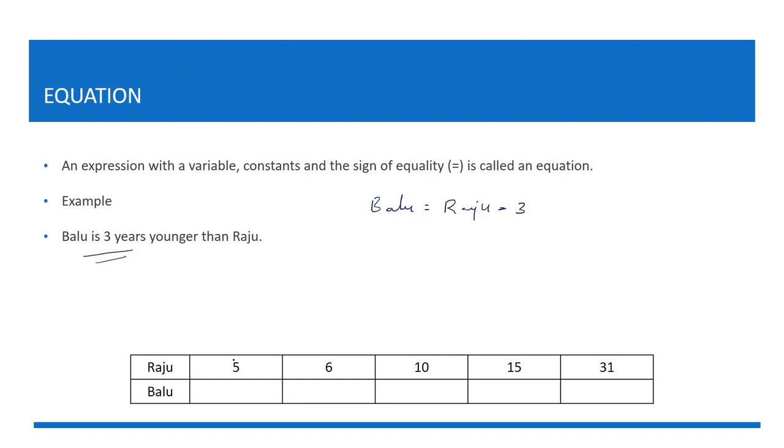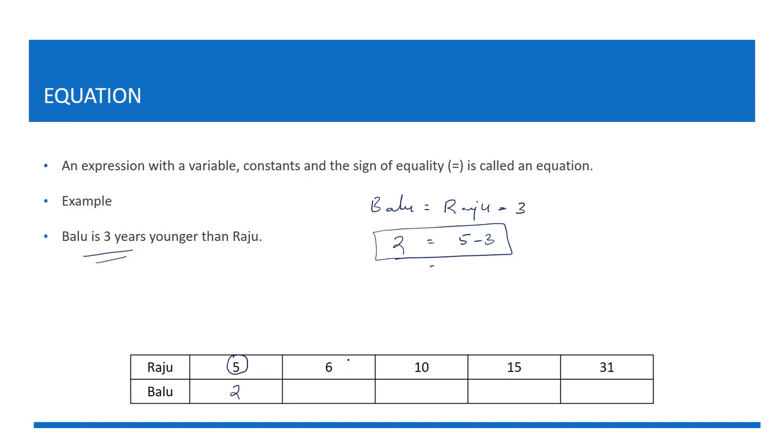Now, Raju's age is 5. What about Balu's age? Balu's age is equal to 5 minus 3, which is going to be 2. This should equal 2, here also 2 will come. So, Balu's age is 2.